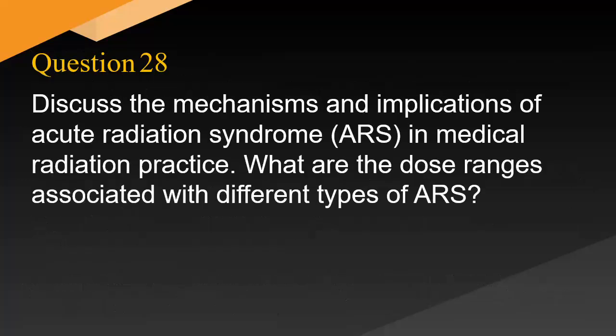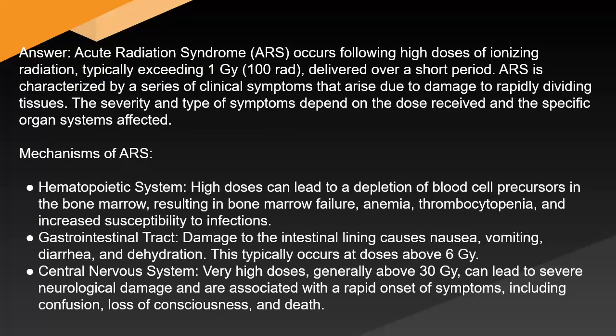Discuss the mechanisms and implications of acute radiation syndrome (ARS) in medical radiation practice. What are the dose ranges associated with different types of ARS? Answer. Acute radiation syndrome (ARS) occurs following high doses of ionizing radiation, typically exceeding 1 Gy (100 rad), delivered over a short period. ARS is characterized by a series of clinical symptoms that arise due to damage to rapidly dividing tissues. The severity and type of symptoms depend on the dose received and the specific organ systems affected.